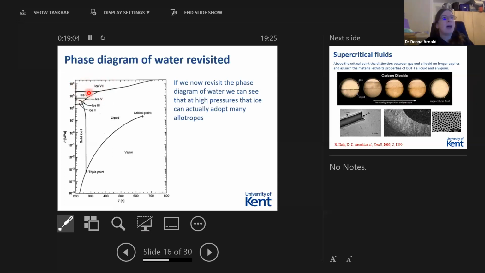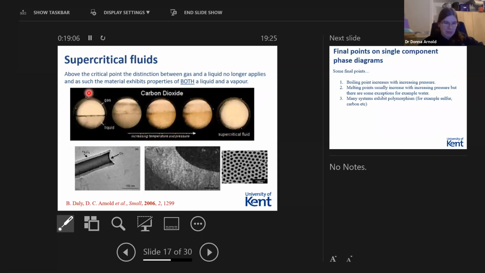I promised you that we would come back to the critical point. And if you look here, I said the critical point was above that point, we end up in the critical region, so above a given temperature and pressure. And what we end up with is a state which has the properties of both a gas and a liquid. So we end up with one indistinguishable phase.